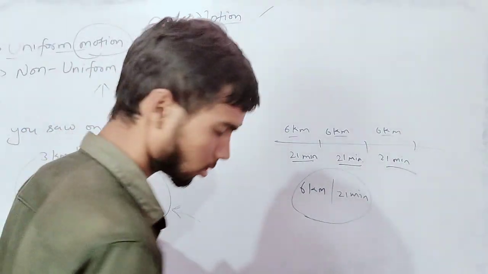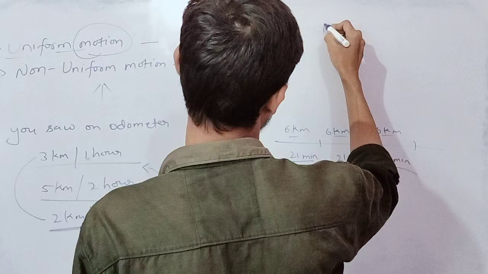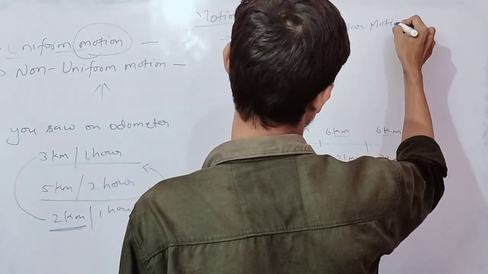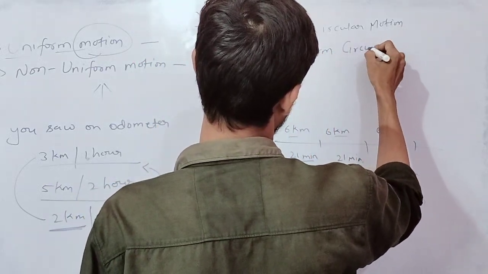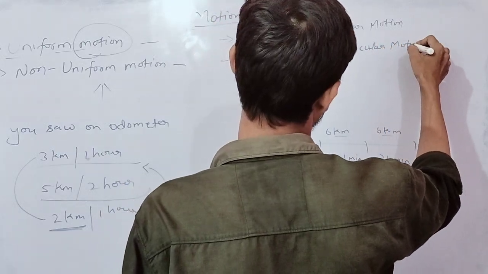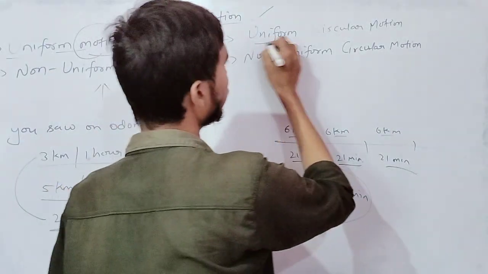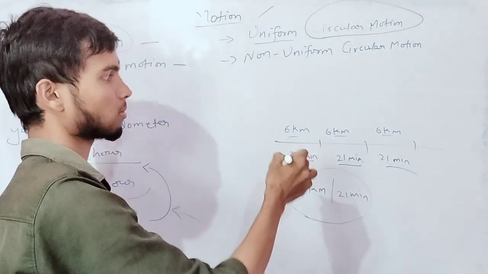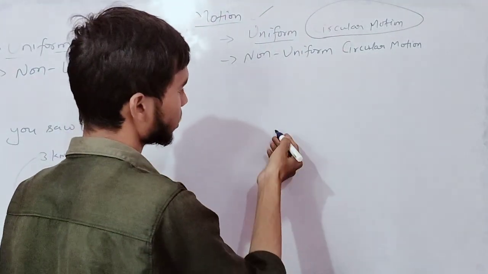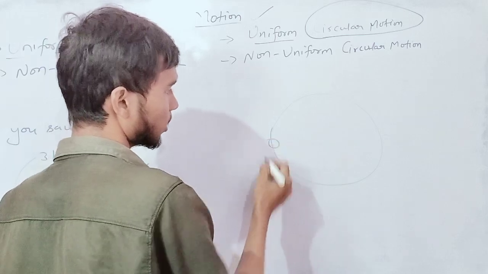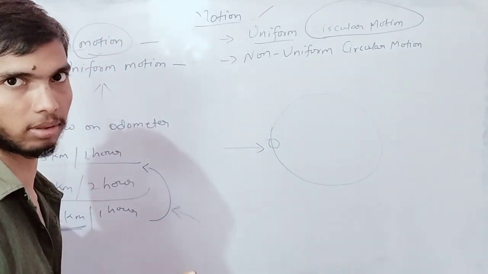Now, what about uniform circular motion and non-uniform circular motion? What do you think about it? It is clearly telling you, not uniform. Something is moving in a circle. For example, I am drawing a circle shape like that. An object here is moving in this circle. Now, the speed of this is constant. The meaning of this is what?